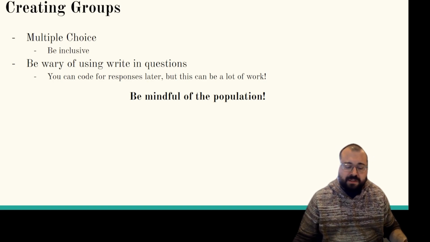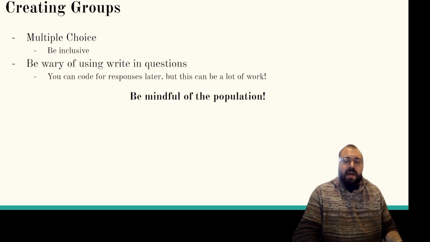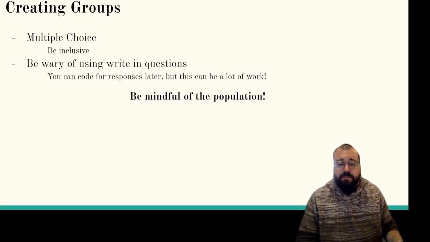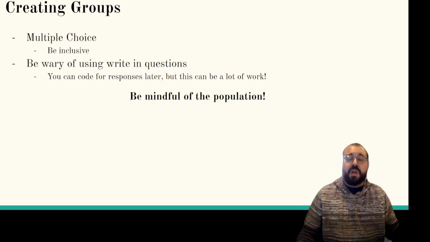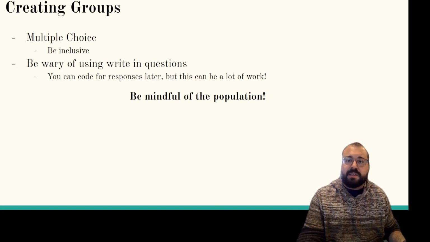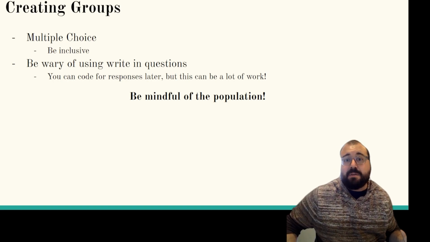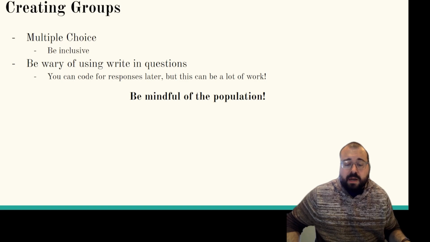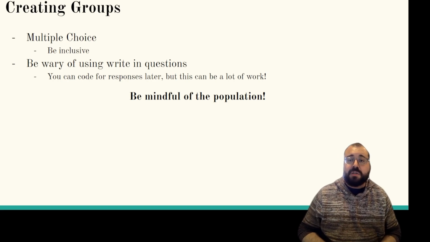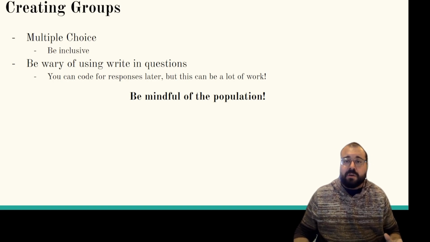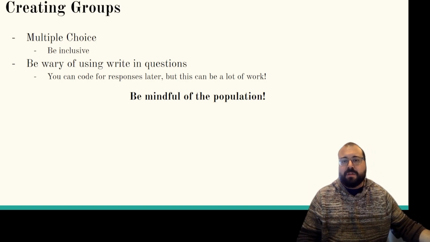But with groups, it's a little more difficult because you can't use response validation to say, like, give me a number, right? They're going to be typing words. So in this case, you can use a write-in question and then go through and code for it later, which means go through every response and be like, okay, this is a 3, this is a 3, this is a 2, this is a 2, and this is a 3, and create groups that way. Or you can just be very wary of using write-in questions. Use multiple choice questions, use pull-down questions, so that way you're always getting the group correctly.